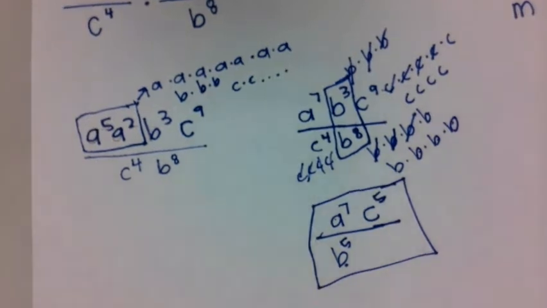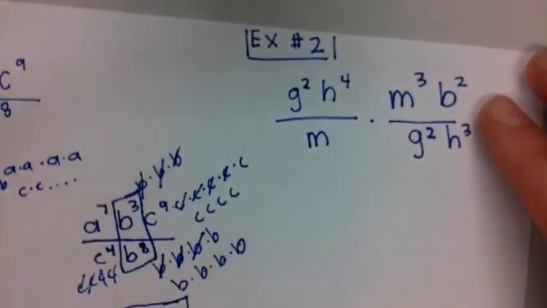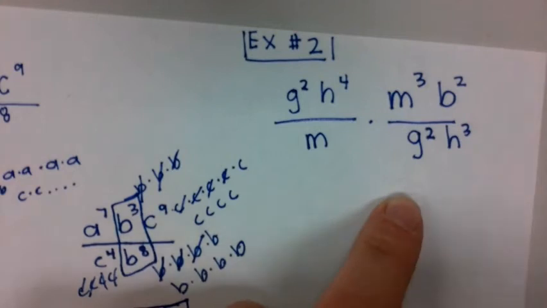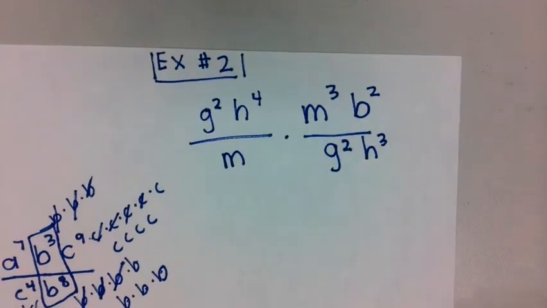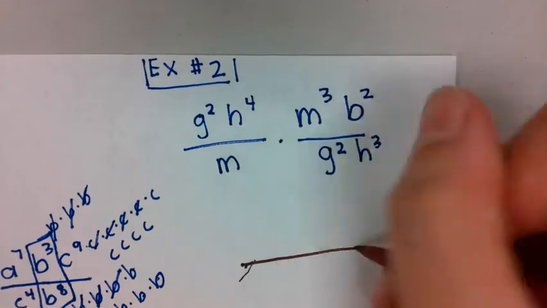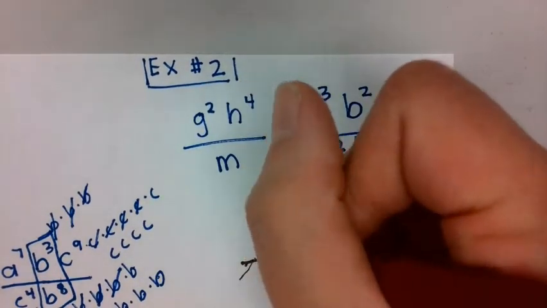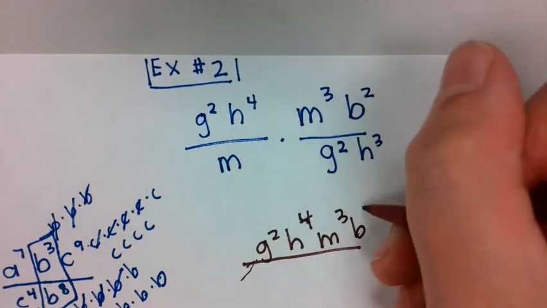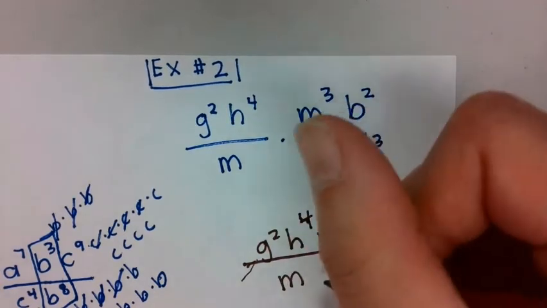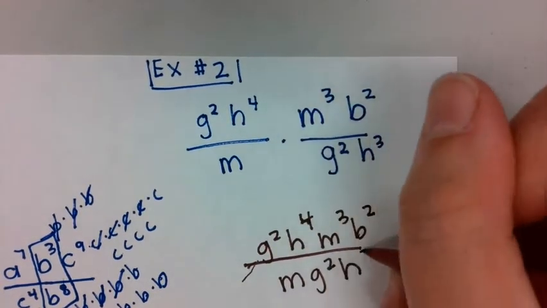All right, let's go ahead and try another one. So I have g to the 2nd power, h to the 4th, divided by m, times m to the 3rd, b to the 2nd, g to the 2nd, and h to the 3rd. So let's go ahead and combine our fractions. That's what we've got to do, combine them all to begin with. So g squared, h to the 4th, m to the 3rd, b to the 2nd, and then the denominator m, g to the 2nd, and h to the 3rd.